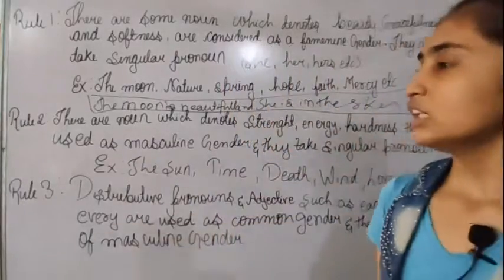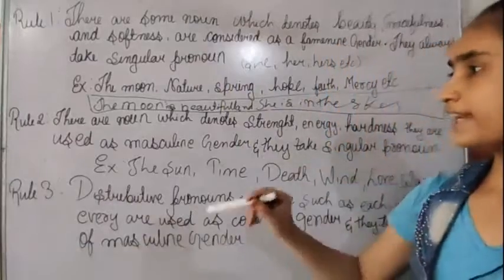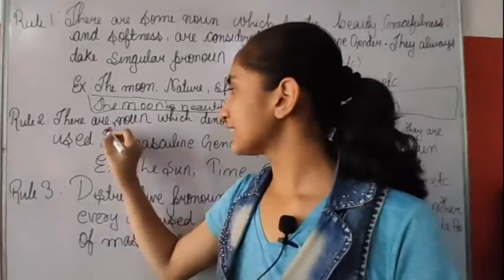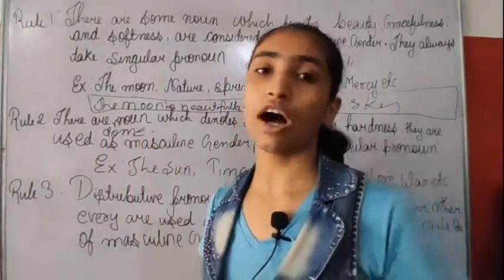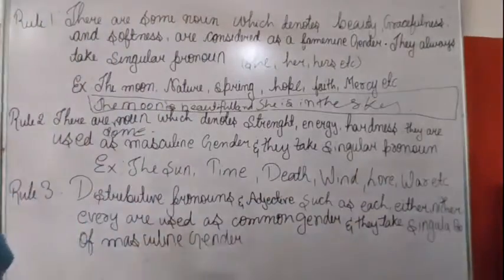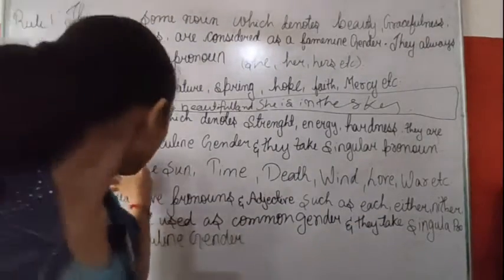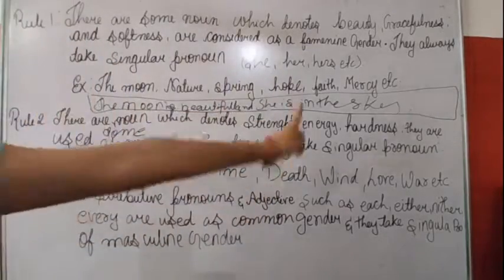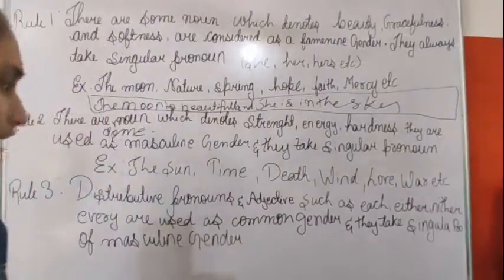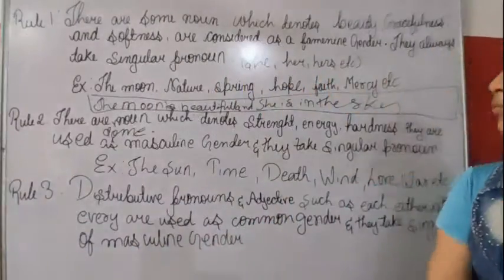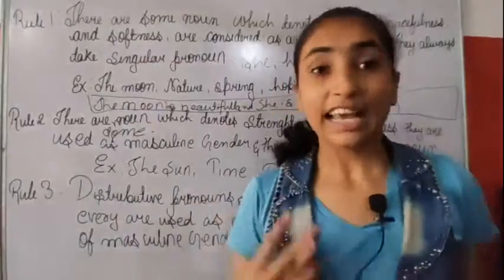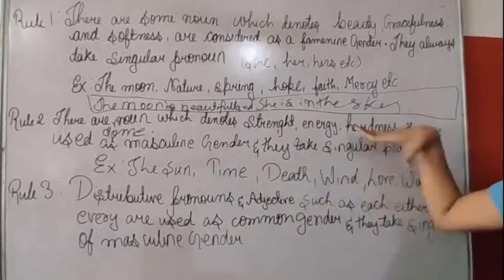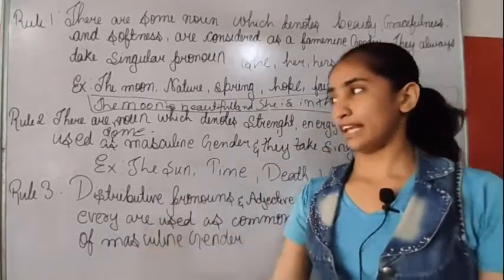Now let's move ahead to rule number two. There are some nouns which indicate strength, hardness, energy, and they are considered masculine gender, and they always take singular nouns. You can easily identify that beauty, gracefulness and softness can indicate a female, and strength, energy, hardness can indicate male.